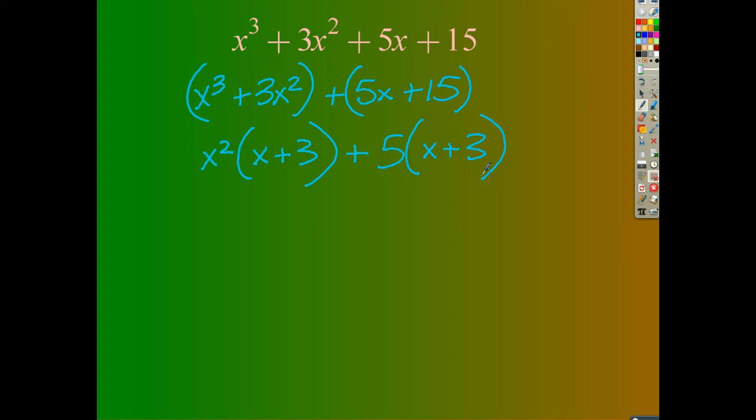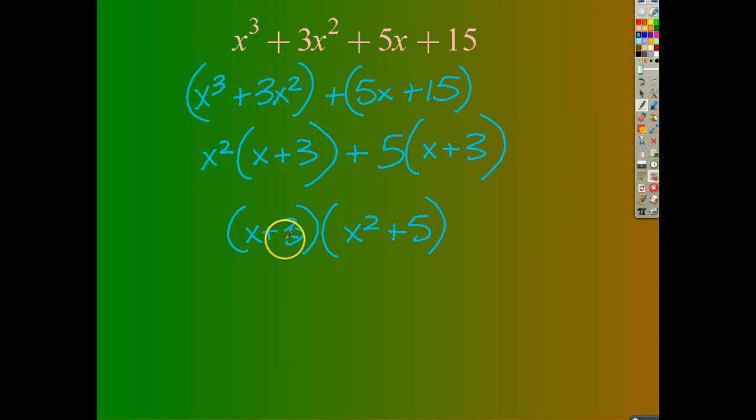All right, and now you have a common factor of x plus 3 in both of these. So we'll pull out x plus 3 from both pieces, and I'm left with x squared plus 5, okay? And from this point, you also want to look and say, can I factor this even further? Can I go further than this? Is there another common factor?